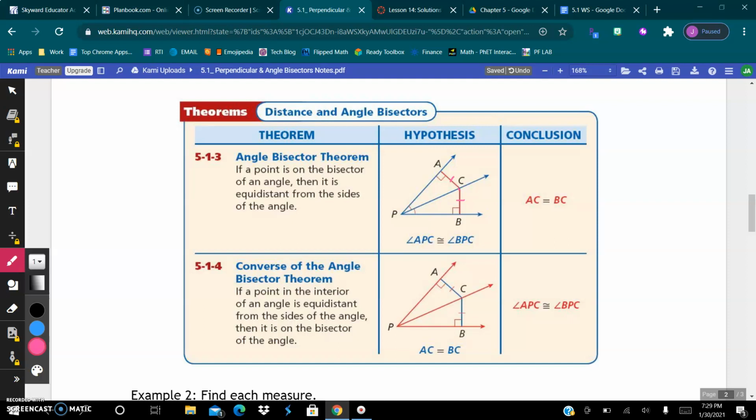And then we have the converse of angle bisector theorem that says if a point in the interior of an angle is equidistant from the sides of the angle, then it is on the bisector of the angle. So if there's a point here, which is at C, and these two segments are already given that they are equal, then that proves these two angles are equal.